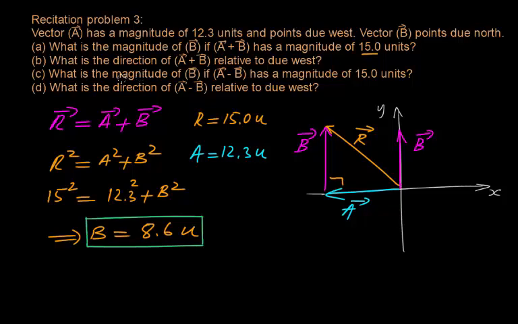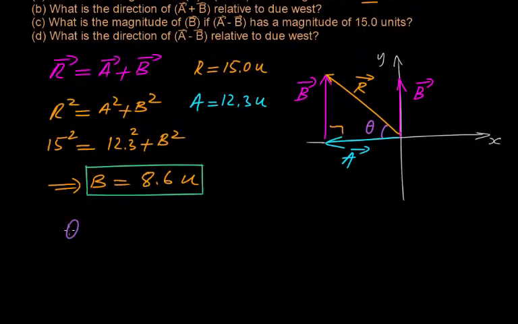Part B is: what is the direction of A plus B relative to the west direction? Basically what you need to do here is solve for this angle. That is the angle that will tell us how many degrees the vector R is above the west direction. What do we do? Since we know A and we know B, the inverse tangent is the way to go. Theta is going to equal inverse tangent of the opposite, which is B, over A.